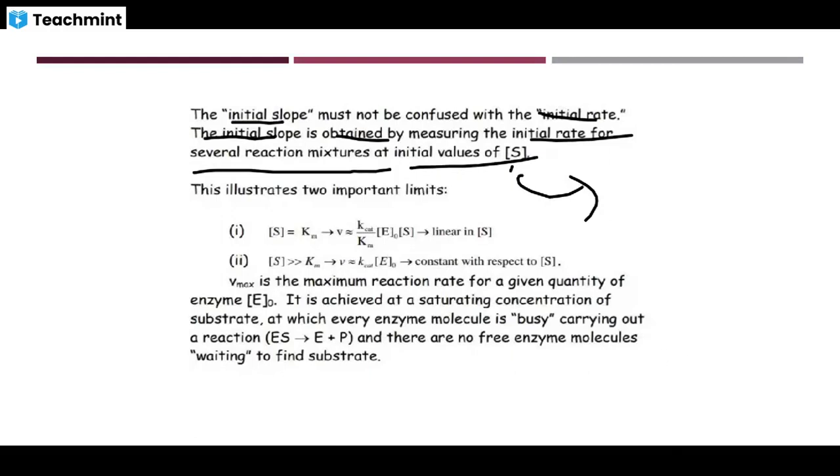When the substrate concentration is very large, Vmax equals k catalytic times E naught. That is constant with respect to substrate, meaning it is independent of the substrate concentration. Vmax is the maximum reaction rate for a given quantity of enzyme E0. It is achieved at a saturating concentration of substrate at which every enzyme molecule is busy carrying out a reaction, ES goes to E plus P, and there are no free enzyme molecules waiting to find substrate.